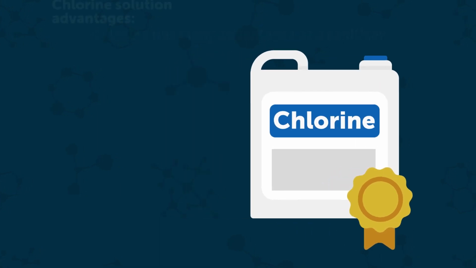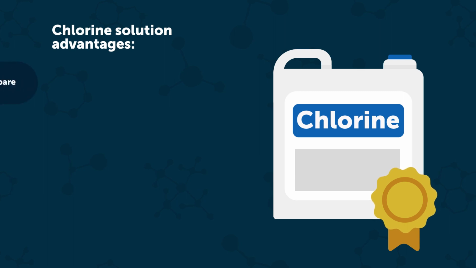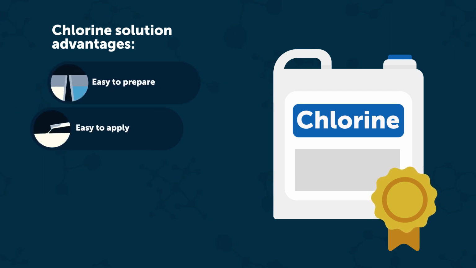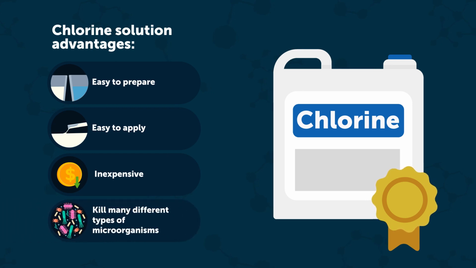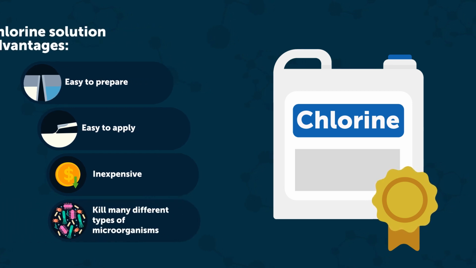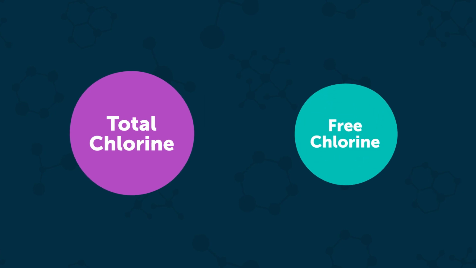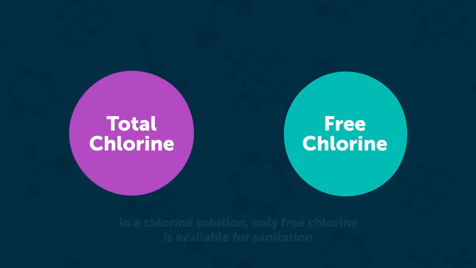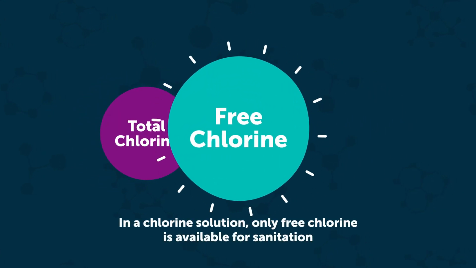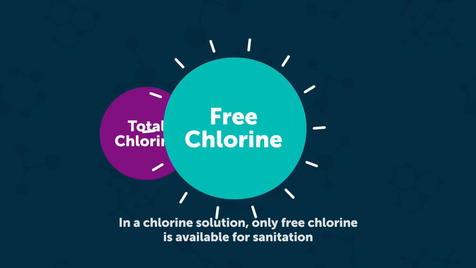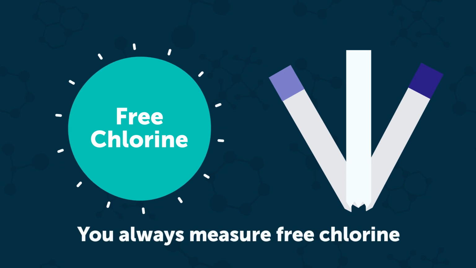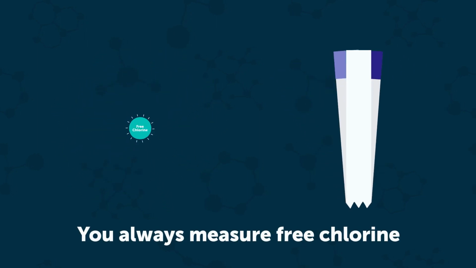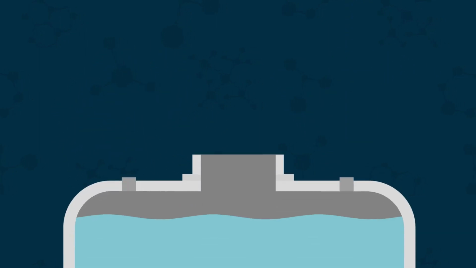In general, chlorine sanitizing solutions are easy to prepare, easy to apply, are inexpensive, and kill many different types of microorganisms. There is a big difference between total chlorine and free chlorine, since in a chlorine solution, only free chlorine is available for sanitation. When measuring the concentration of chlorine in a solution, you must always measure free chlorine. Let's see how this is done.